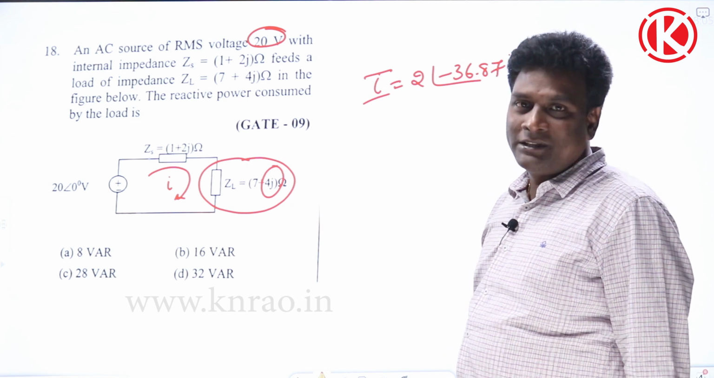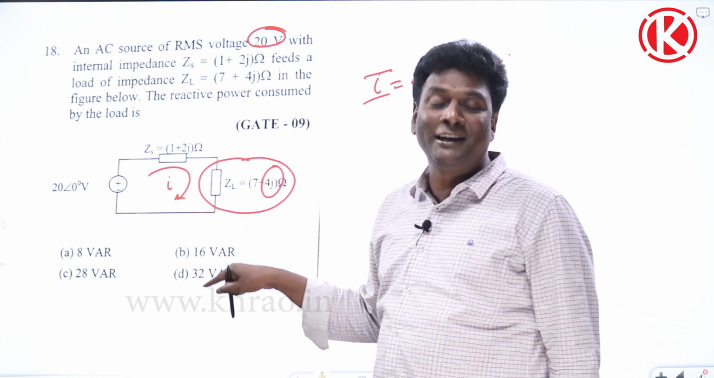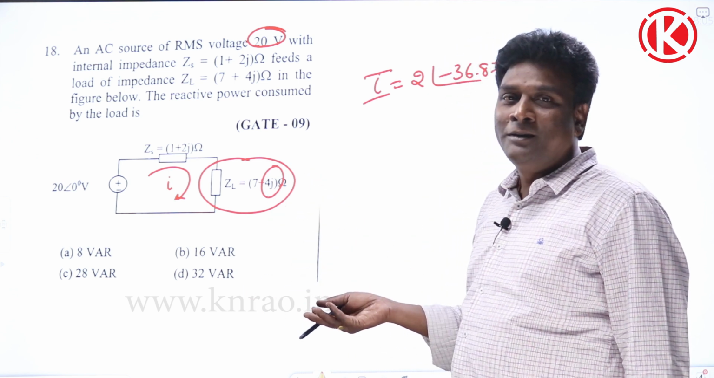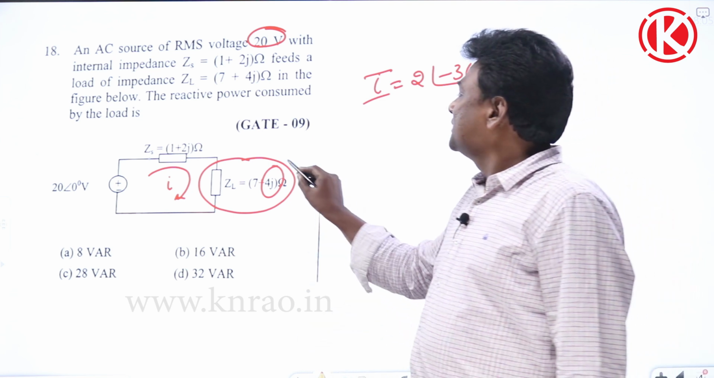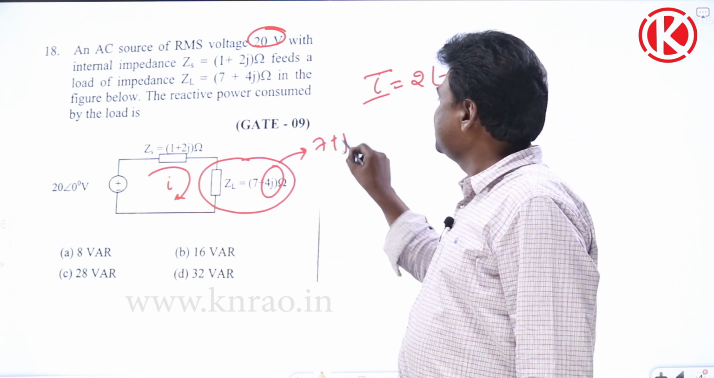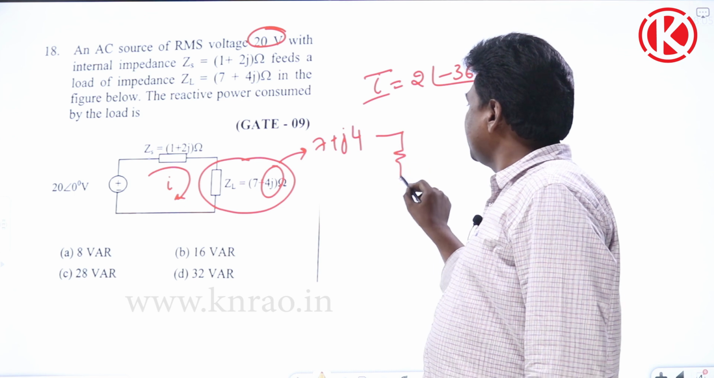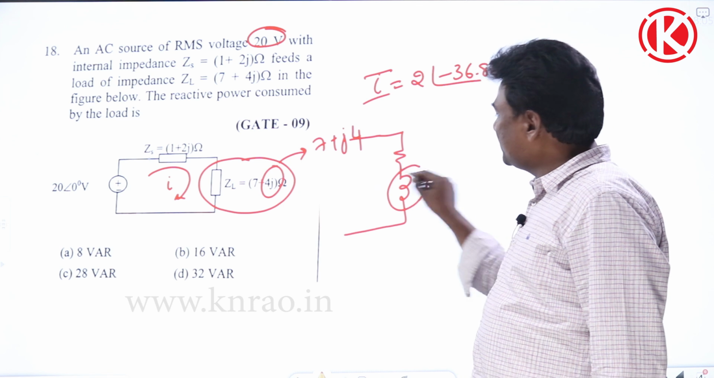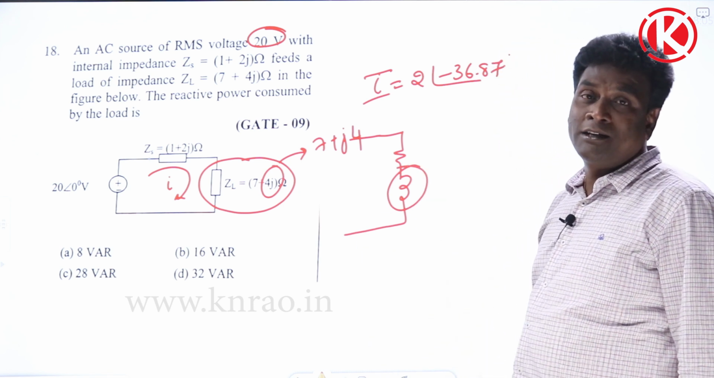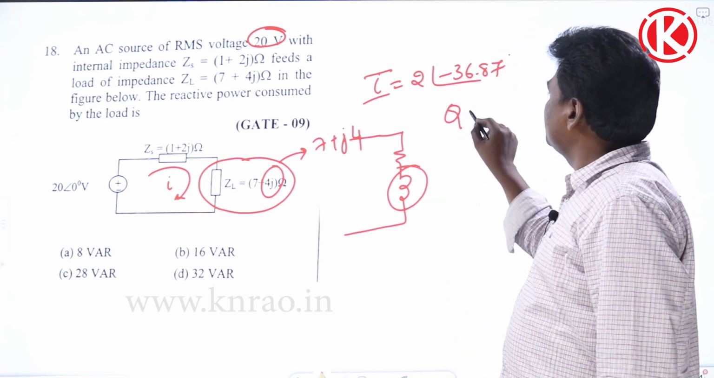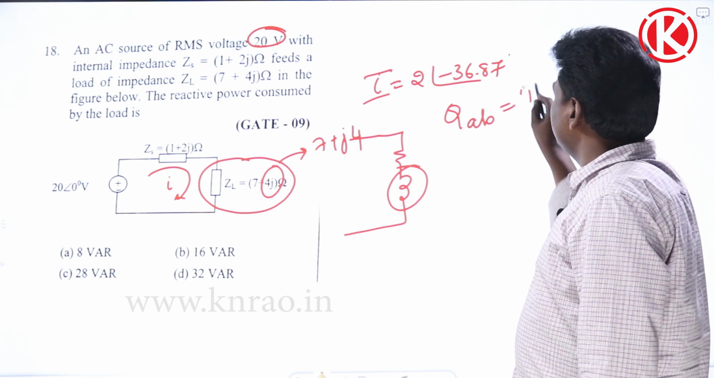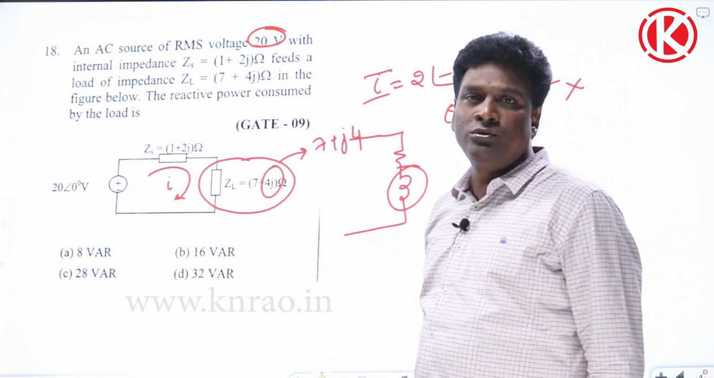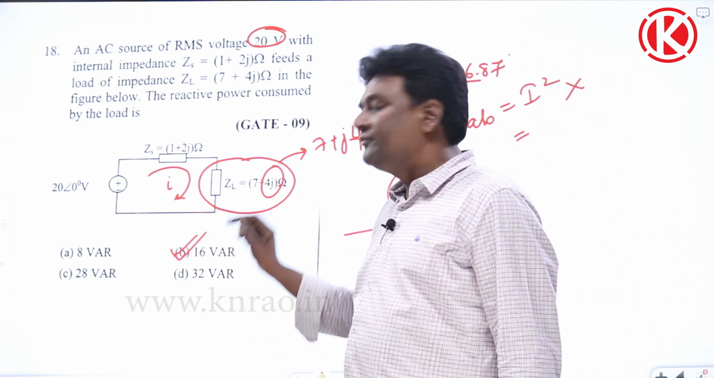I square X is going to be the reactive power. Is it absorbed power or delivered reactive power? 7 plus J4 meaning that it should be inductance, right? So 7 plus J4 meaning that it should contain resistance and inductance load. So inductance obviously should absorb reactive power or deliver reactive power? Absorb reactive power. So absorbed is going to be I square X. That is going to be 2 square into 4 is going to be 16 VAR.